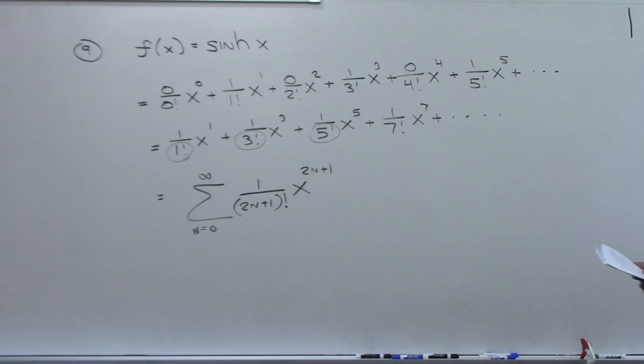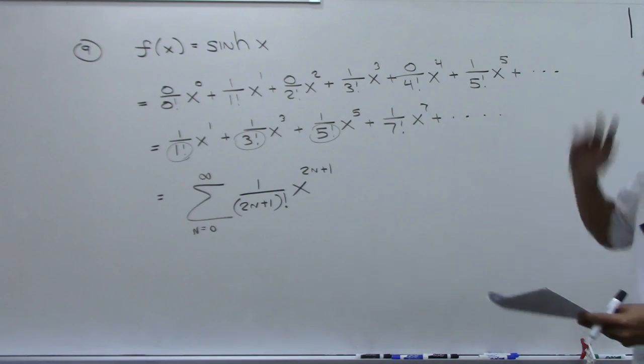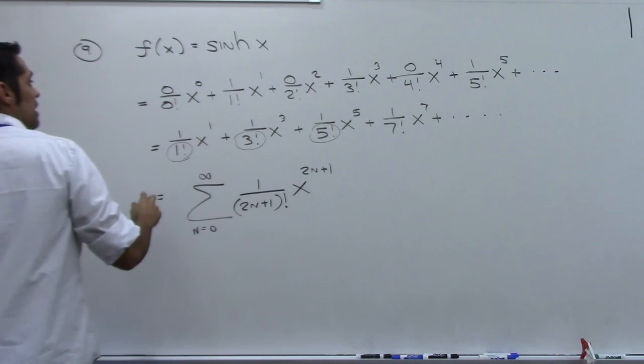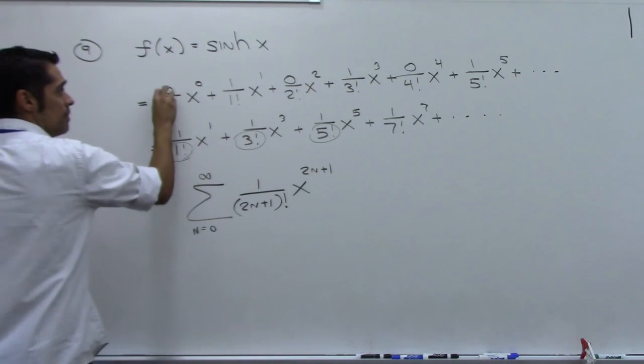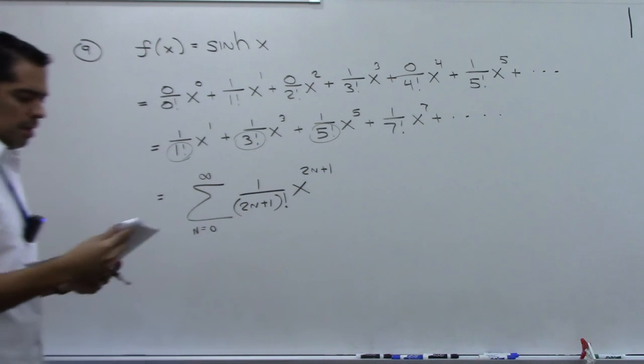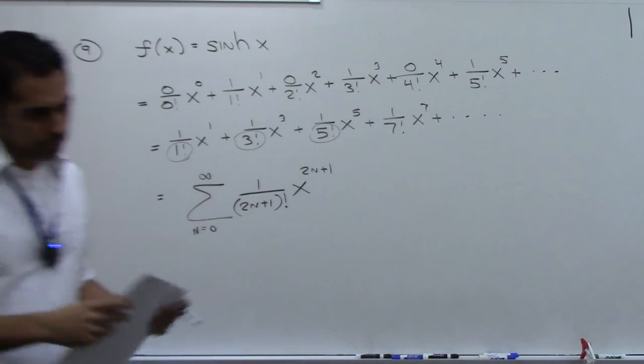Now, I think I'll skip 10, because 10 is just like this. It's cosine hyperbolic. So the only difference between this one and cosine hyperbolic is that you're going to have 1s here and 0s here. 1s and 0, 1, 0. So it's going to change, but I'll leave that to you to try and figure out. There's no magic in that.